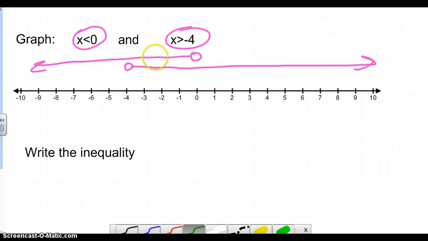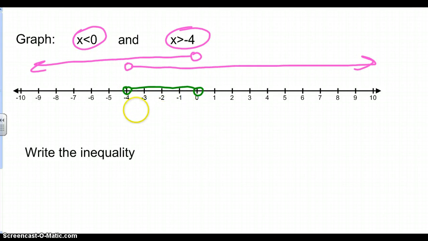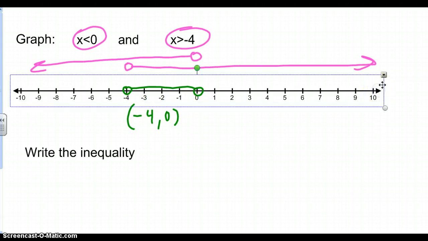Let's just find the overlap here. That's what AND means. The intersection from -4 to 0 is where these two graphs overlap. And if I were to write that in interval notation, that would be (-4, 0), both with parentheses.